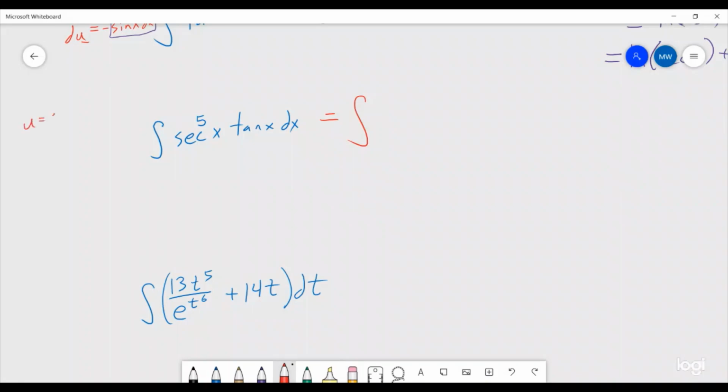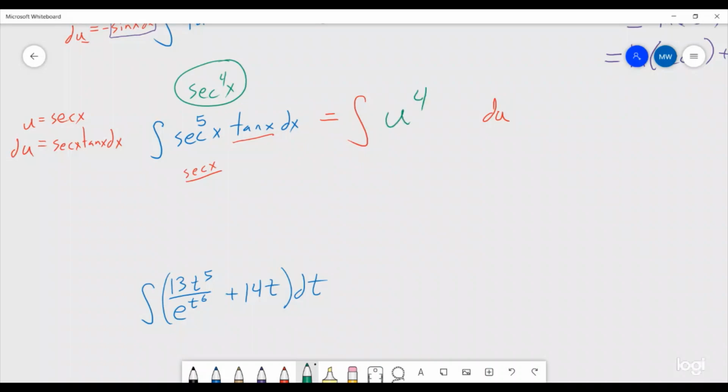So if u is secant x, then what's the derivative of secant? Well, that's going to be secant x tangent x dx. So now when we take out our du, that's going to be the tangent along with one of these secant x's, which leaves secant to the 4th x. So we're left with secant to the 4th x. So this is going to be u to the 4th.